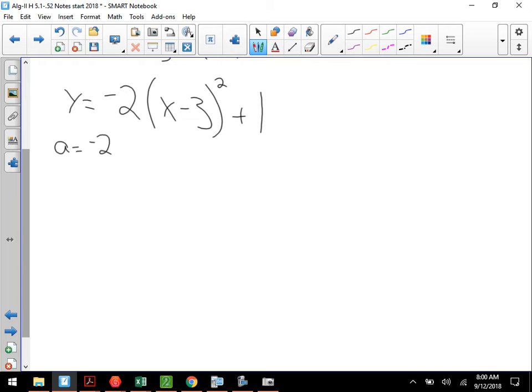As soon as I know what my a value is, I know the direction that this has to go. Where does it have to go? Down, like a frown. So I'm going to automatically put a little frown next to it. That way I remember to make sure I graph it in this direction.